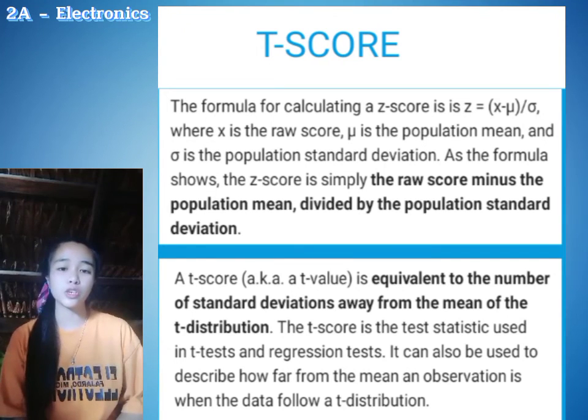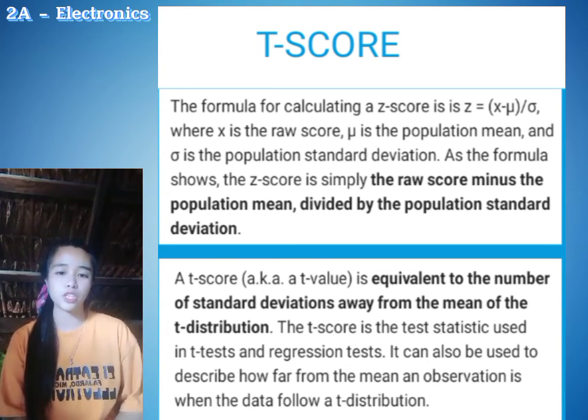The formula for calculating the z-score is z equals x minus mu, divided by sigma, where x is the raw score, mu is the population mean, and sigma is the population standard deviation. As the formula shows, the z-score is simply the raw score minus the population mean, divided by the population standard deviation.